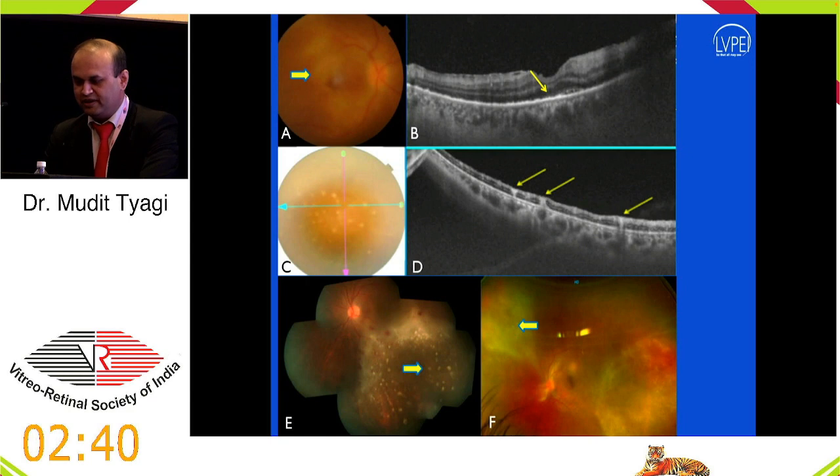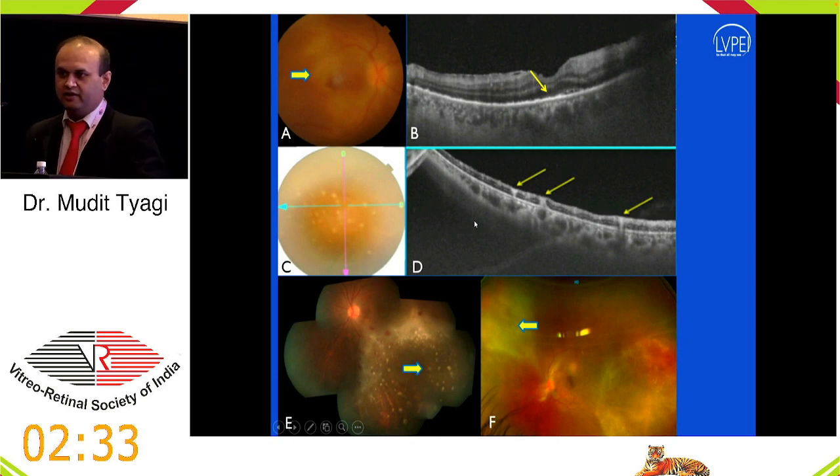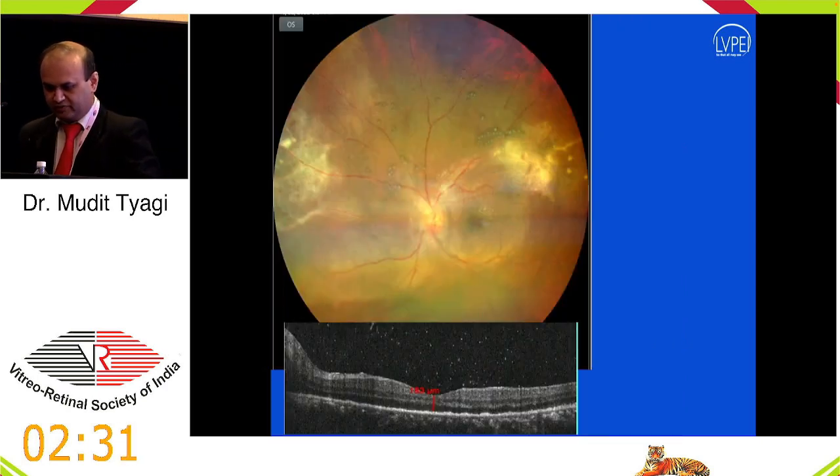This is something which we had actually published earlier. This full thickness retinal involvement, which is seen in these miliary lesions, is again a sign which we believe is a biomarker of ocular syphilis.